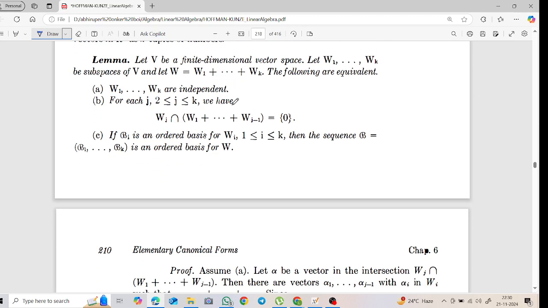Now, what does this lemma tell us? Let V be a finite dimensional vector space. Let W1 to Wk be subspaces of V and let W equal this sum. The following are equivalent. A: W1 to Wk are independent. B: the intersection of Wj with the sum of the rest is 0. C: if beta I is a basis of Wi, then the sequence beta 1 to beta k is an ordered basis for W. Okay, let's see.